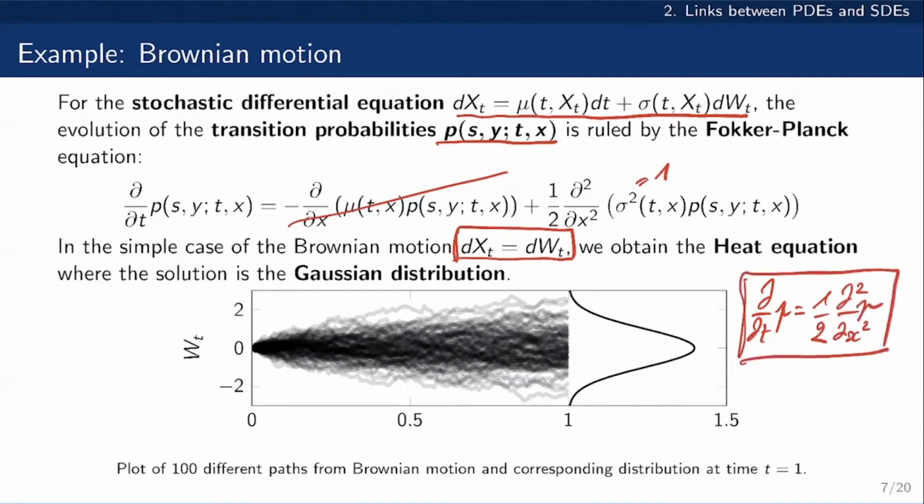And this equation is the heat equation. And we know the solution of the heat equation is the Gaussian distribution. On the other side, you can have the reasoning by looking at the different paths that have been sampled from a Brownian motion. So you can see here, like you have 100 different paths that have been sampled from a Brownian motion. And you can check after t equals 1, what is the distribution of the value obtained. And you realize basically you end up with a Gaussian distribution. So everything is consistent here, and that should show the links that exist in between PDEs and SDEs.